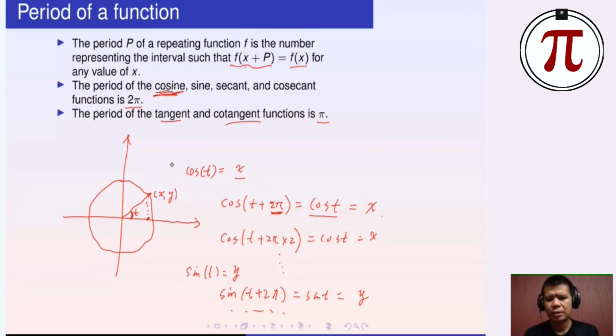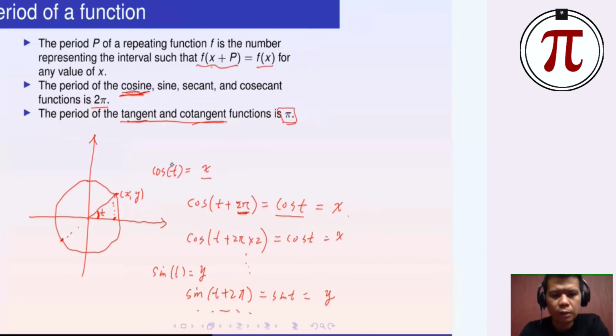Since secant and cosecant are the reciprocals of cosine and sine, they have the same period. Now, the period for tangent and cotangent is pi instead. It's not 2 pi, it is pi instead. So you have to be careful. Tangent goes here, so negative equals negative, so it's going to be pi instead.